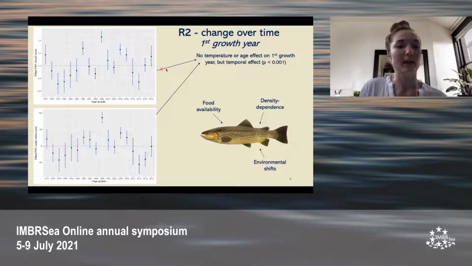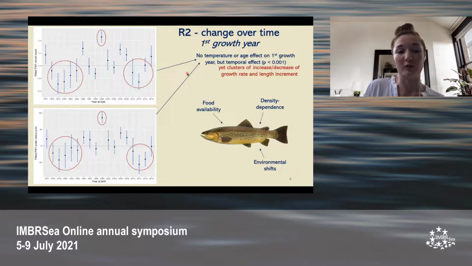Then to answer the second research question, where we focused only on brown trout in the first growth year, we could see that there was no temperature or age effect, but there was a temporal effect, and some patterns emerged over the temporal timeline, as you can see here, which shows some kind of wavy pattern of increase and decrease in the late 70s and early 80s, with one exceptionally good year of growth in 1989, as well as another wavy pattern in the early 2010s.